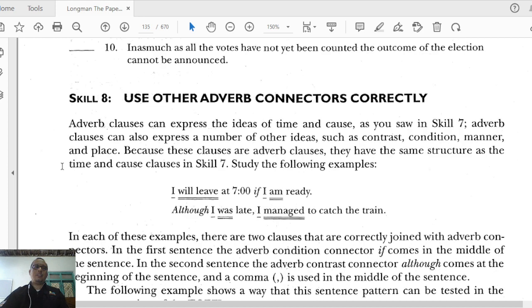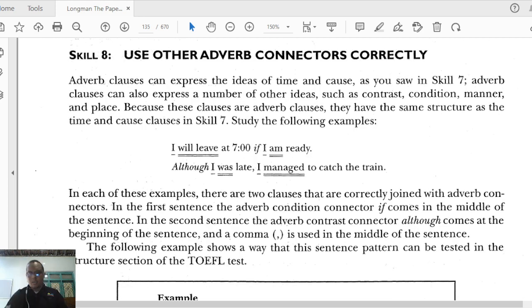Skill 8. Okay, use other adverb connectors correctly. Adverb clauses can express the idea of time, as you saw in skill 7. Adverb clauses can also express a number of other ideas, such as contrast, condition, manner, and place. Because these clauses are adverb clauses, they have the same structure as the time clauses.